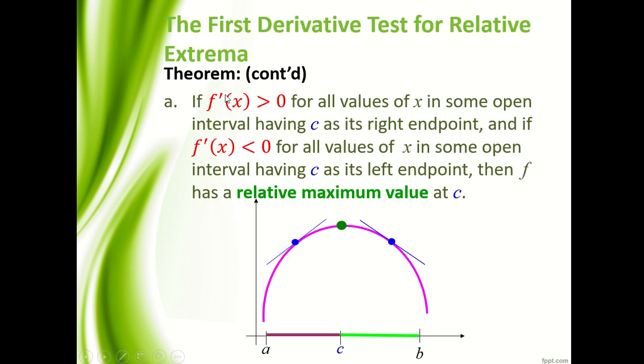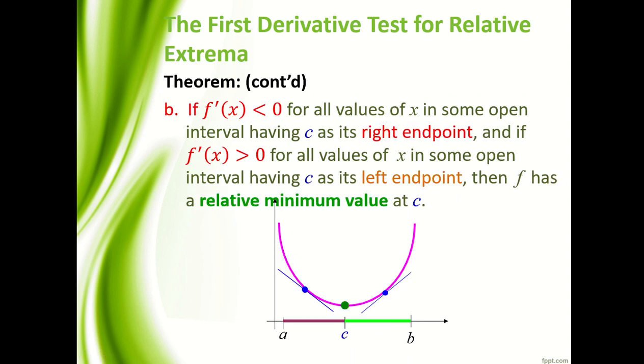If the first derivative is greater than 0, meaning positive, and c is on the right side, the right endpoint, and if so, change the sign for this part. Now c is on the left of this point of tangency, this tangent line, then we can say that this is the relative maximum value at c. Okay, so that's for A.